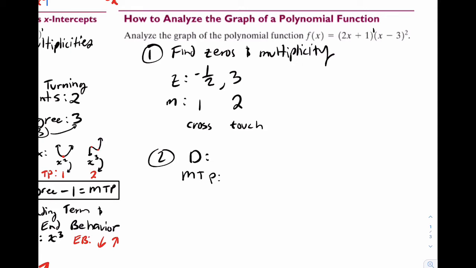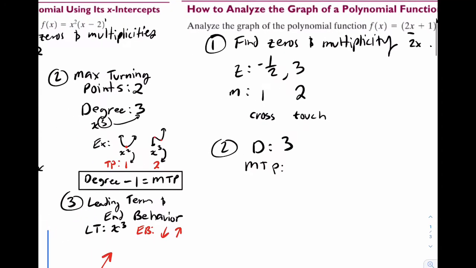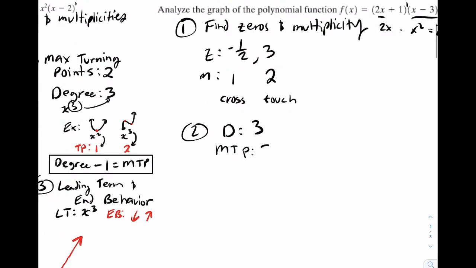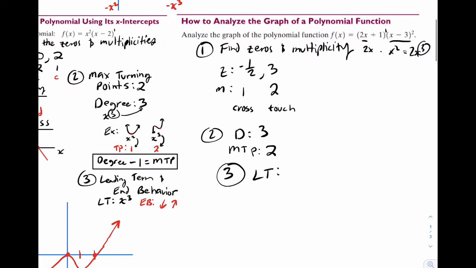Step 2 is our degree and max turning point. So degree, just imagine you multiply this out. That's going to be 2x from here, and this thing will make an x squared. So 2x cubed, that's right there, your degree, 3. Degree minus 1 is max turning point, so we're going to write 2. Step number 3, our leading term. Well, that's great because we did that right here with degree. Just put the 2x cubed right there.